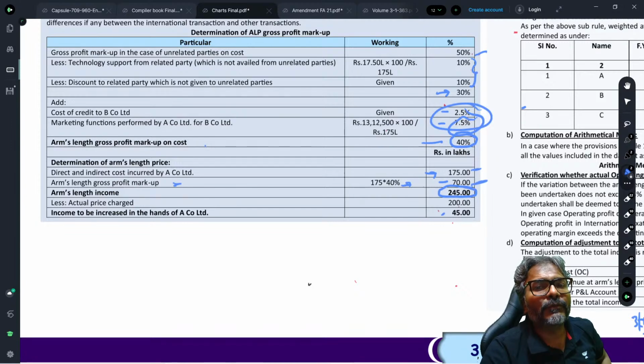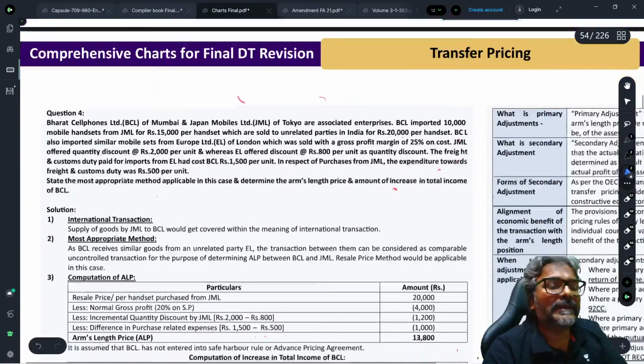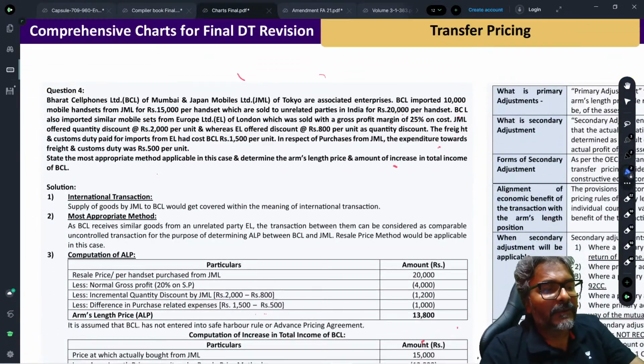Accordingly, the ALP is 245 lakhs. What does this mean? This is the price which the Indian AE should have charged to the B company, that is the non-resident AE. Whereas how much has actually been charged? 200, and therefore 45 is finally the transfer pricing adjustment.